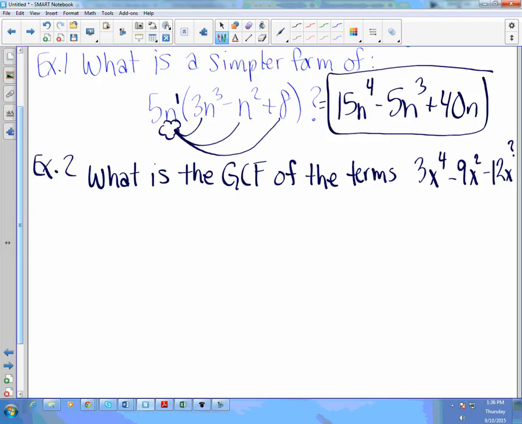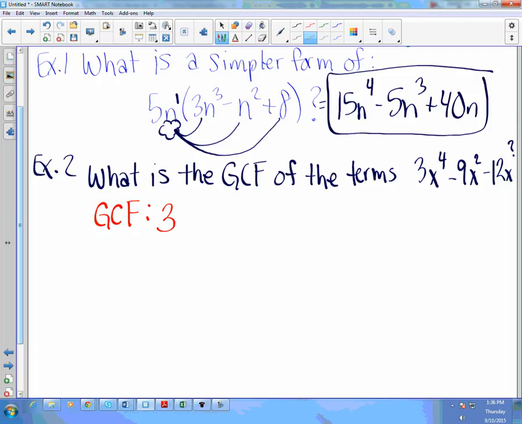So what I would do is take it piece by piece. I would look at the coefficients first, just ignore the x's for the time being. 3, negative 9, and negative 12. What's the greatest number that can divide into 3, negative 9, and negative 12? 3. Is it not 12? No, because it can never be bigger than the smallest guy, right? So our greatest common factor, GCF, starts with a 3. But there's more to it.